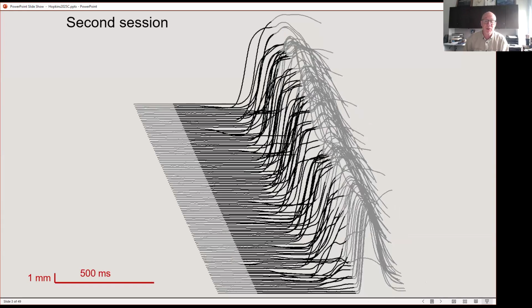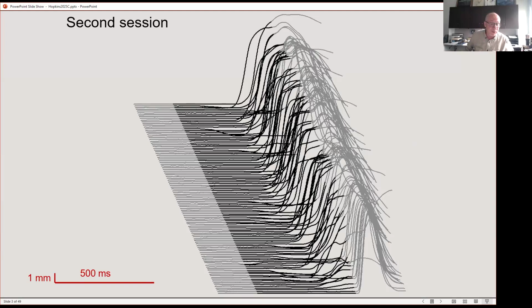This is also a typical second session, same rabbit now 24 hours later. And you can see that early on, large and robust conditioned responses. This is the rabbit closing its eye in response to the tone and not to the stimulation of the eye.